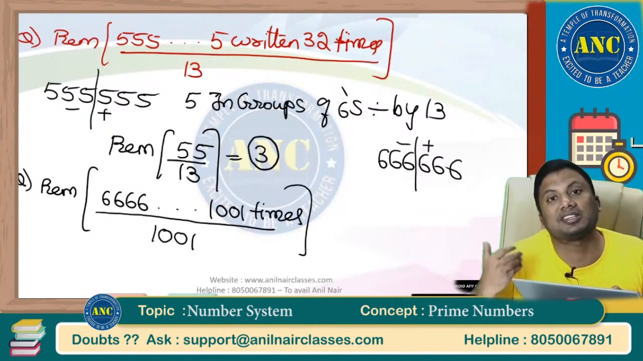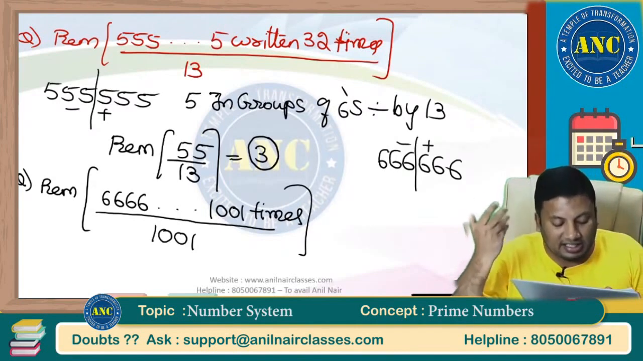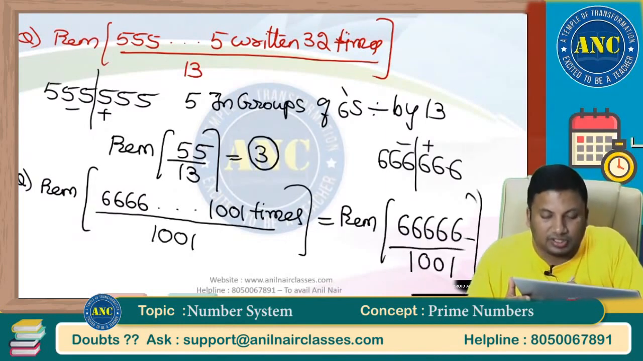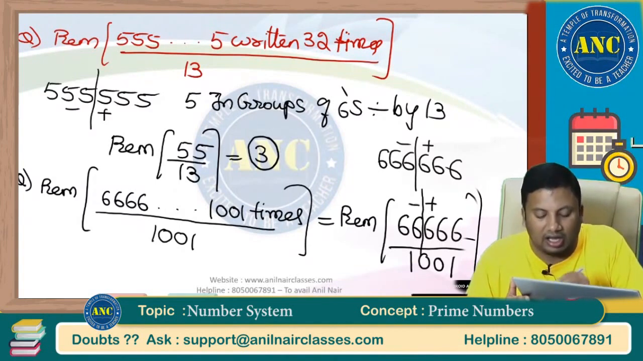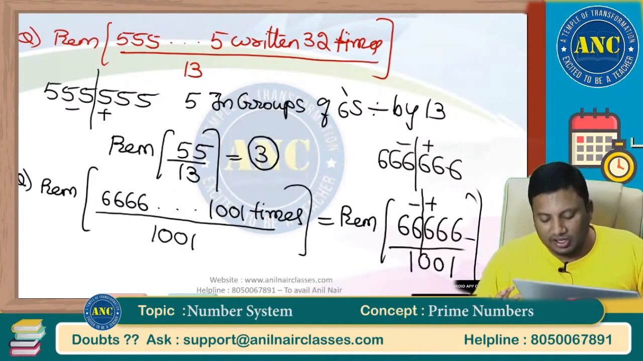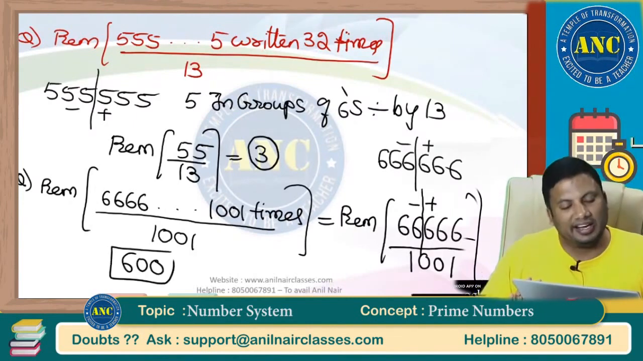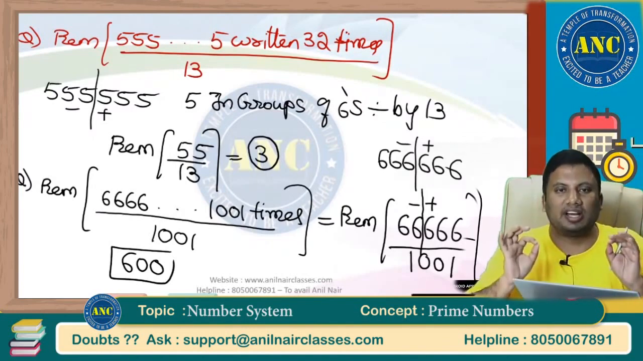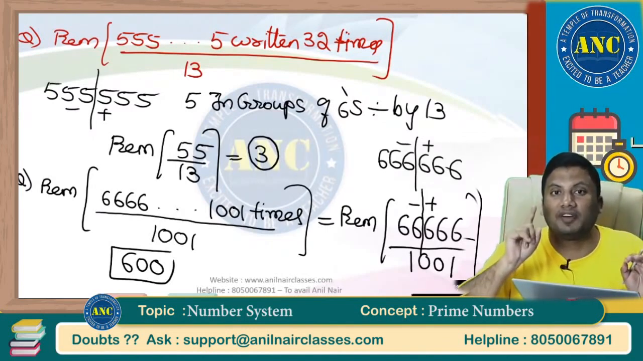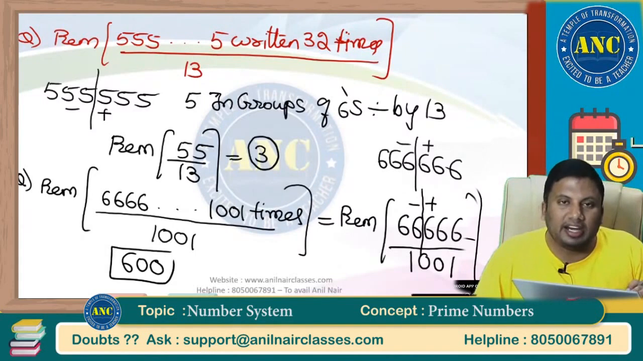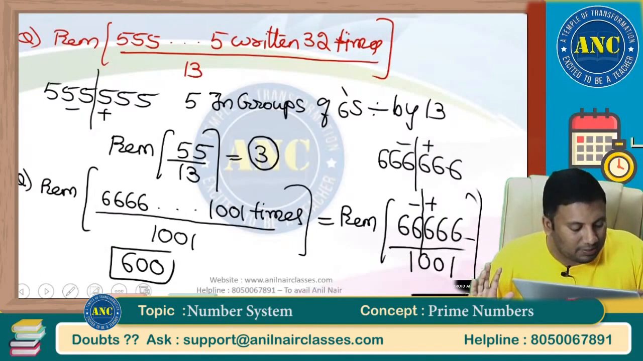What is the multiple of 6 that goes up to 1001? 996. How many 6s are remaining? 5 6s are remaining, divided by 1001. Take a group of 3 digits, alternatively plus minus. 666 minus 66. What is the answer? 600. I hope the idea is clear. What is the concept that we discussed in the divisibility rule of 7, 11, 13? Start from the right hand side, take a group of 3 digits, alternatively add and subtract. That is the concept that we discussed.